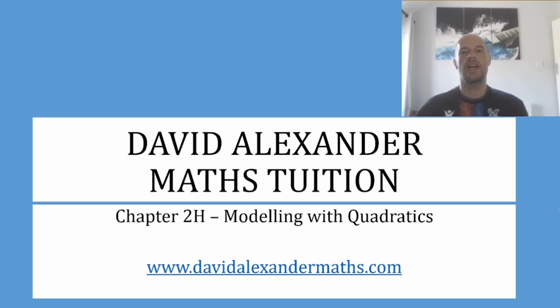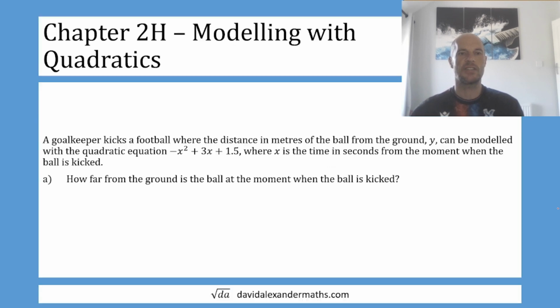This is Chapter 2H, Modelling with Quadratics. A goalkeeper kicks a football where the distance in metres of the ball from the ground, y, can be modelled with the quadratic equation y = -x² + 3x + 1.5, where x is the time in seconds from the moment the ball is kicked.